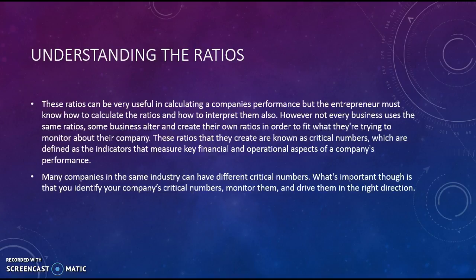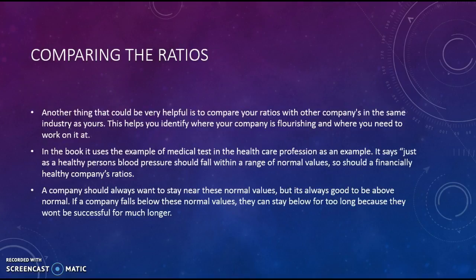However, not every business uses the same ratios. Some businesses alter and create their own ratios in order to fit what they are trying to monitor about their company. These ratios that they create are known as critical numbers, which are defined as the indicators that measure key financial and operational aspects of a company's performance. Many companies in the same industry have different critical numbers. What's important, though, is that you identify your company's critical numbers, monitor them, and drive them in the right direction.